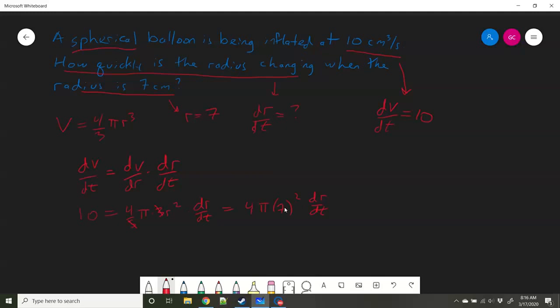And since I want dr/dt, we'll just divide both sides by this whole quantity. And so you get that dr/dt is equal to 10 divided by 4 pi times, well, 49. You could simplify that a little bit, but that's basically it. And actually, if I were putting units on this, the units would be centimeters per second. So there you go. That's the rate of change of the radius with respect to time.